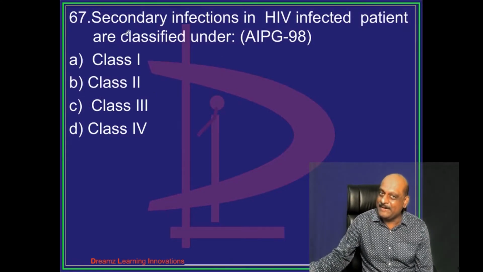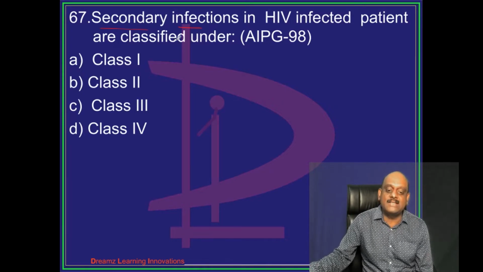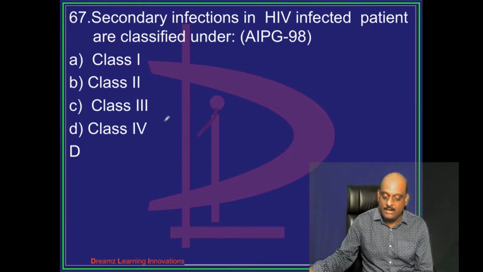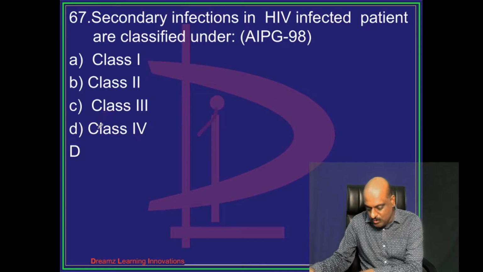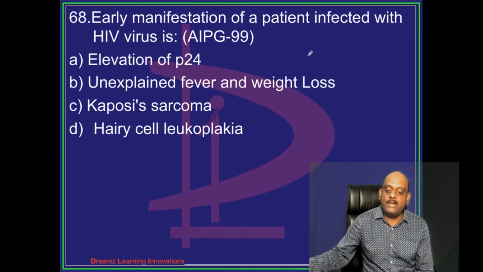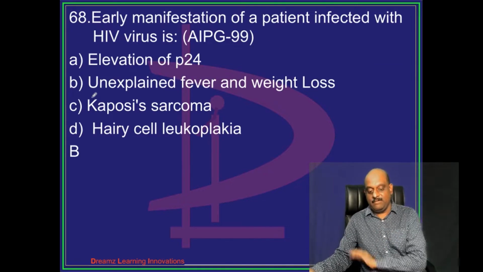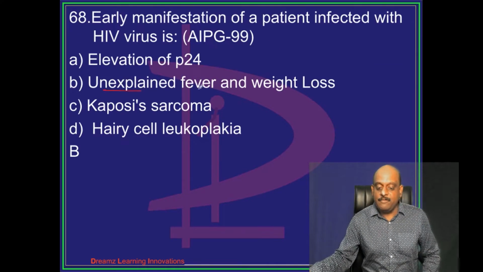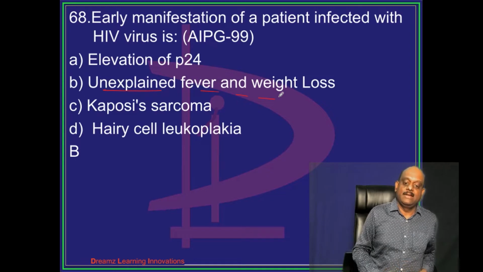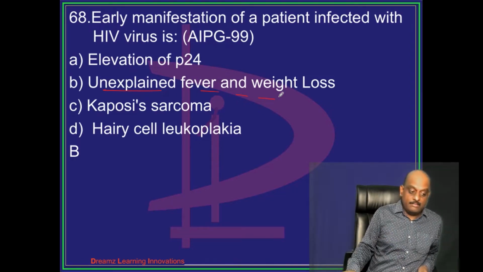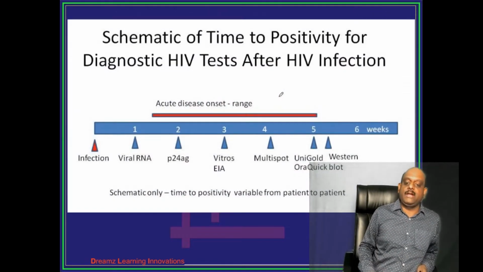So once more, examiner's question. Secondary infections in HIV infected patient is called class 4. Class 4 is what you should remember. What is an early manifestation of a person who is infected with HIV? Unexplained fever and weight loss. That is the earliest clinical manifestation is what you need to remember.